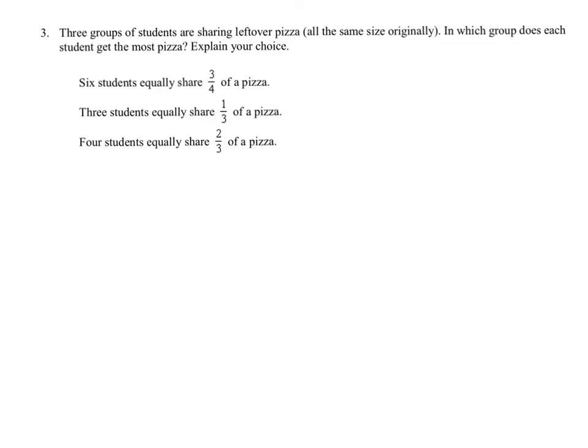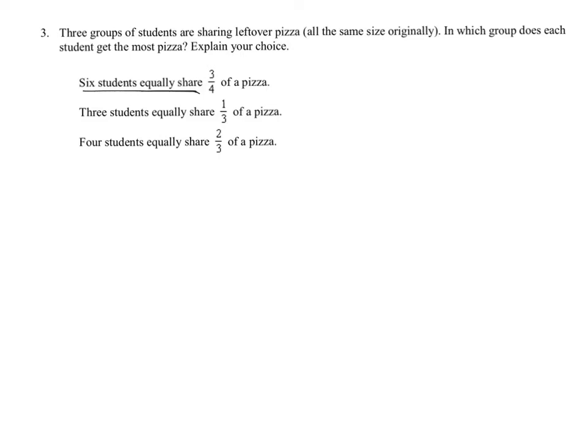Okay, in the next question, it says 3 groups of students are sharing leftover pizza. They all were the same original size. In which group does each student get the most pizza? Explain your choice. This first one says 6 students equally share 3/4 of a pizza.